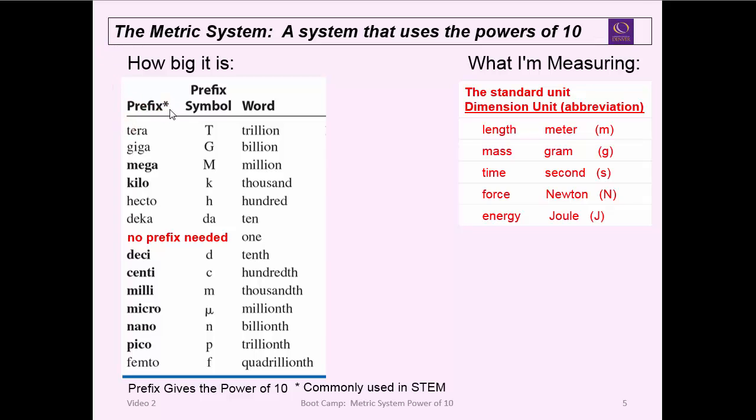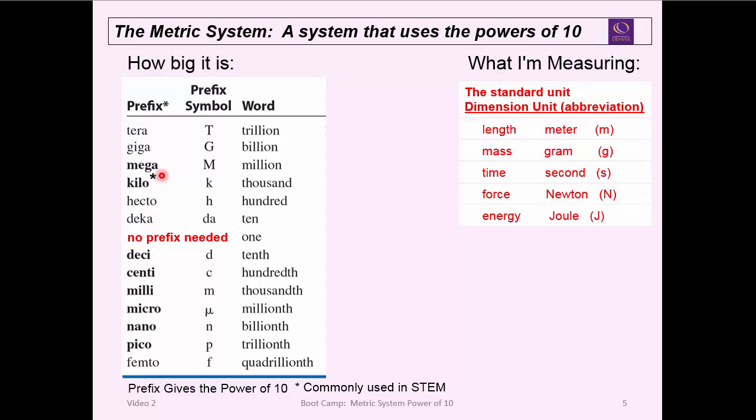So what does that mean? That means that it's commonly used in STEM. So you don't memorize every one of these, because with practice, what we've found out is we've kind of pared it out to just a few that are used. So here's what I would like for you to memorize.